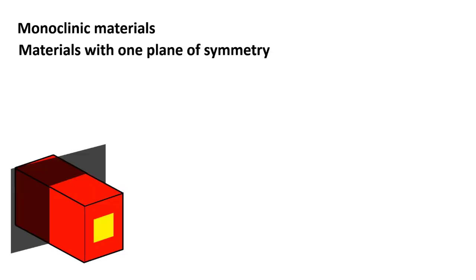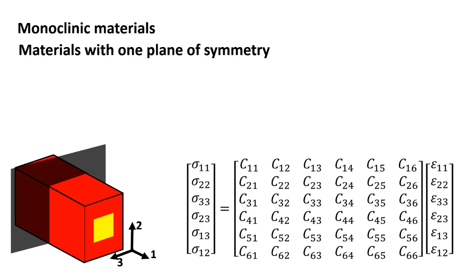Now we can introduce monoclinic materials. A monoclinic material is a type of anisotropic material that has one plane of material symmetry. As a simple example, consider this combination of two different materials. The resulting material is symmetric with respect to planes whose normal direction is parallel to the first material axis. So, how does this symmetry affect the general stiffness matrix? How can we simplify the 36-component matrix for a monoclinic material?